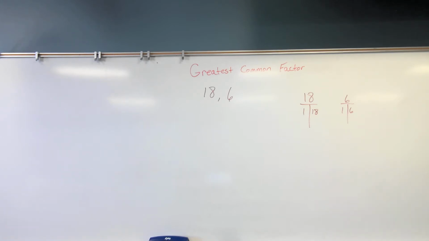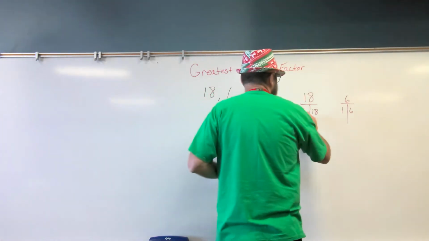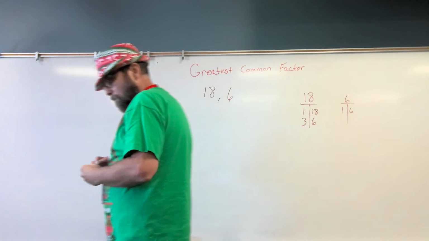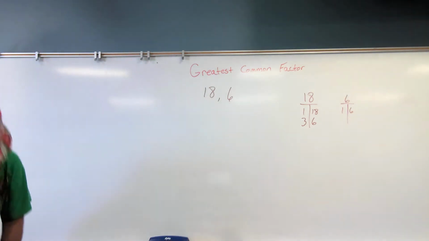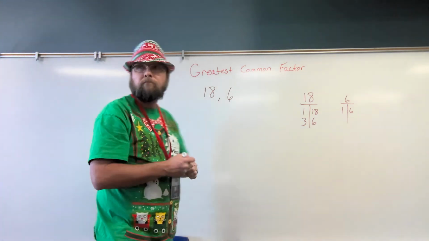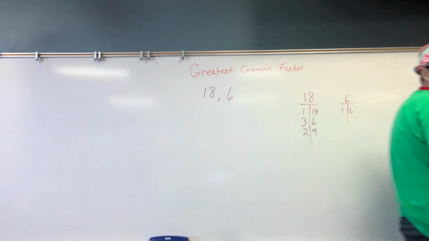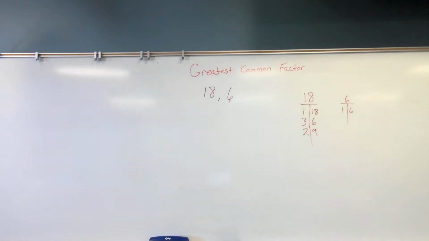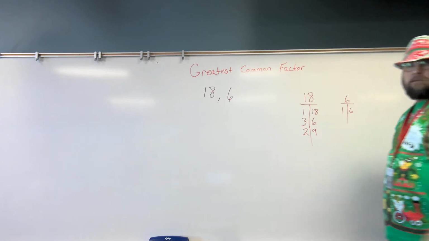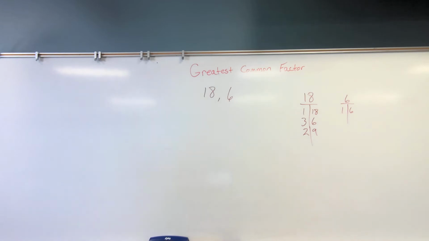I need a factor pair for 18. DJ. 6 times 3. Any others for 18? Joe Michael. 2 times 9. Any other factor pairs for 18? Bueller? Bueller? You are correct. There are no other factor pairs for 18.